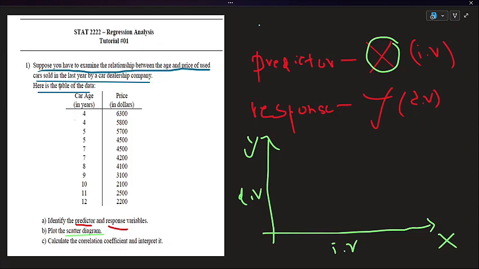When car age increases, the price goes down, right? It means we can say this is letter x. The independent variable is car age, because that is the thing that decides what the price is going to be. So this is letter y. Car age increases, price goes down, because older cars are not worth as much, right?